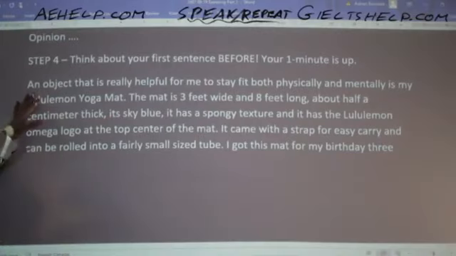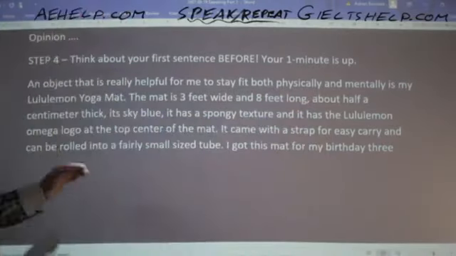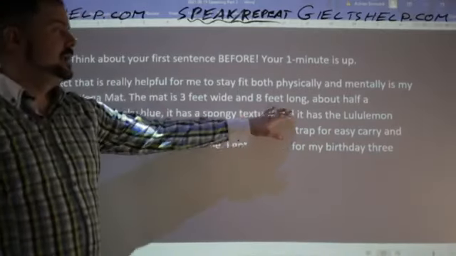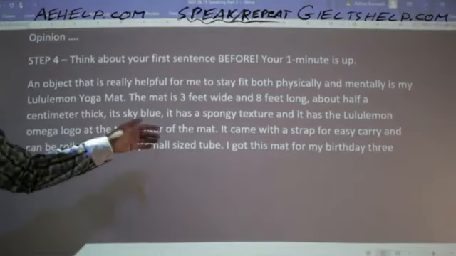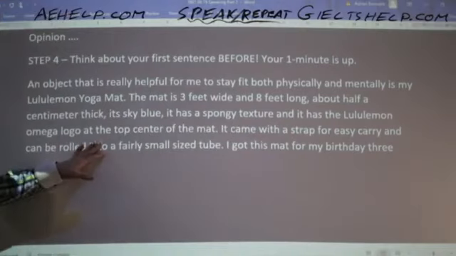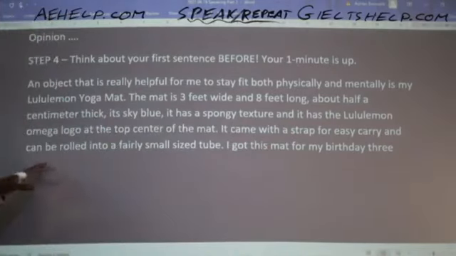An object that is really helpful for me to stay fit, both physically and mentally, is my Lululemon yoga mat. The mat is 3 feet wide and 8 feet long, about half a centimeter thick. It's sky blue. It has a spongy texture, and it has the Lululemon Omega logo at the top center of the mat. It came with a strap for easy carry and can be rolled into a fairly small size tube.